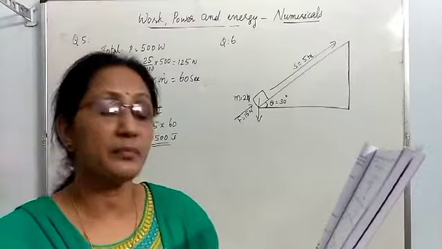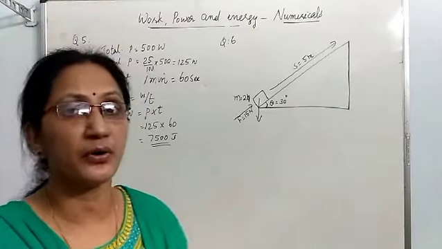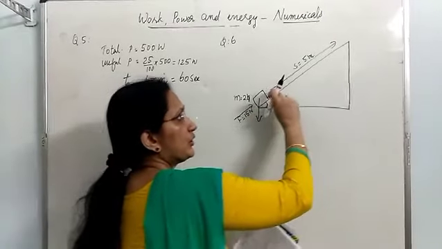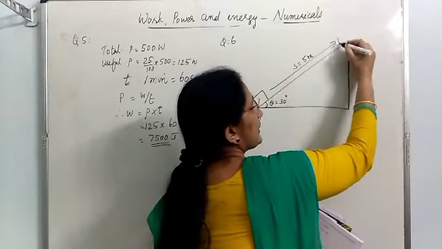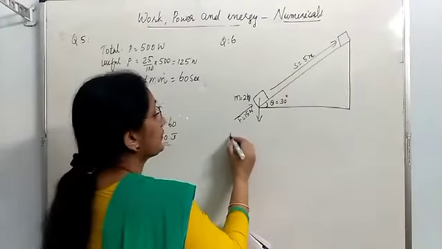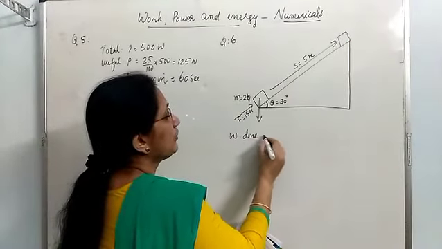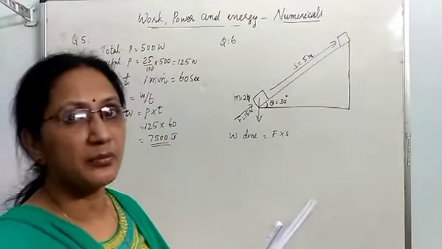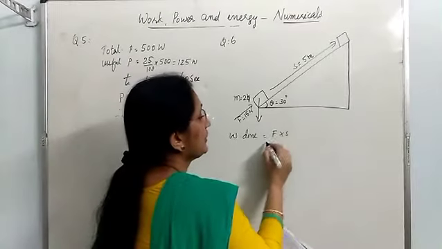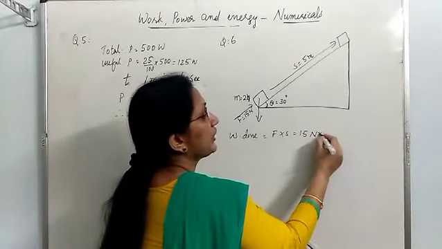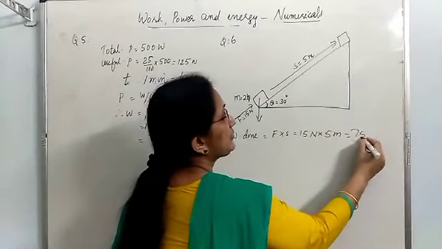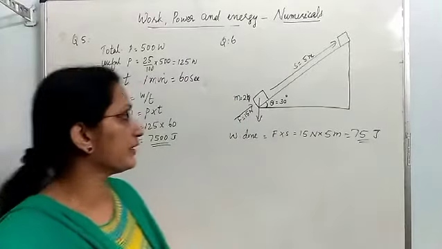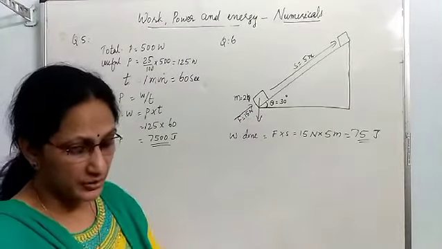Calculate work done by the force in pulling the body. How much work is done by this force in order to pull the body from here to here. Body finally reaches here. So work done is equal to force into displacement. In this case, force and displacement are in same direction. So simply multiply 15 Newton into 5 meter. 75 Joule is the work done by this force of 15 Newton.